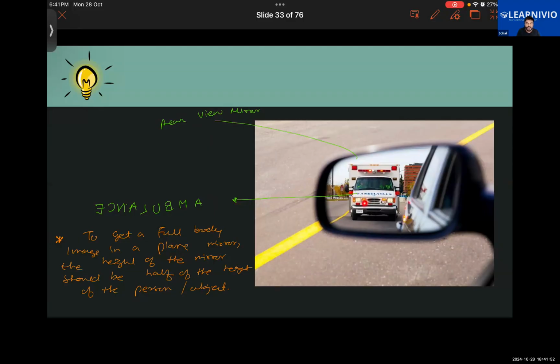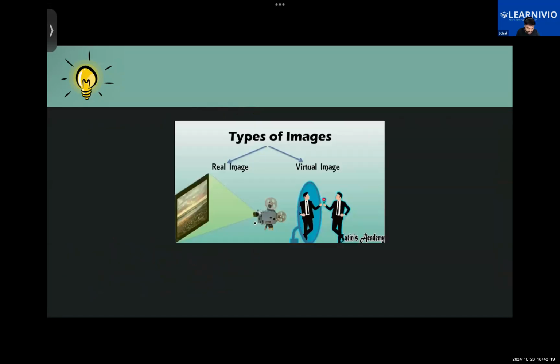Okay. Further, I also told you about one important fact. Suppose someone has a height of 6 feet. In order to get his full body image in a plane mirror, he at least requires the plane mirror to be half of his size. So to get a full body image in a plane mirror, the height of the mirror should be half of the height of the person or the object. So these were some of the important things which we have learned.